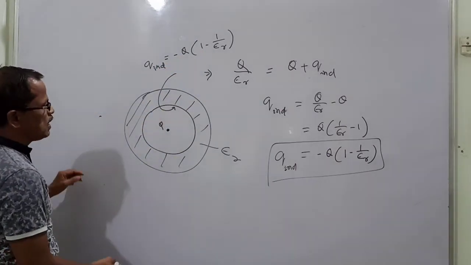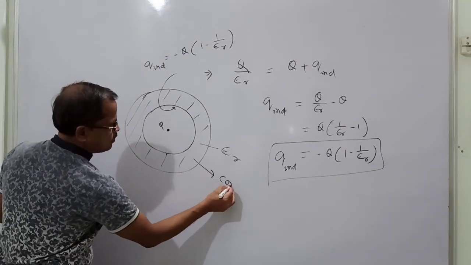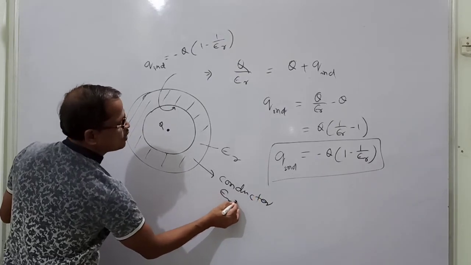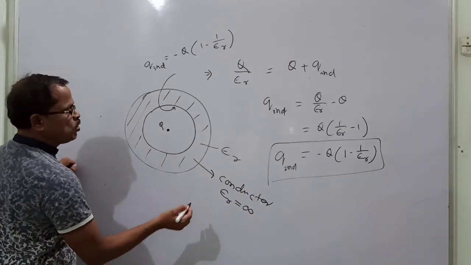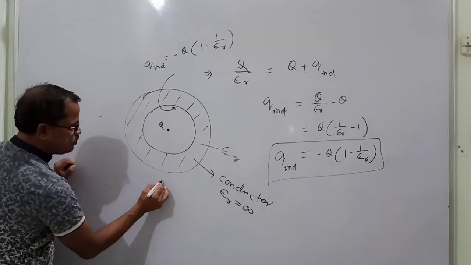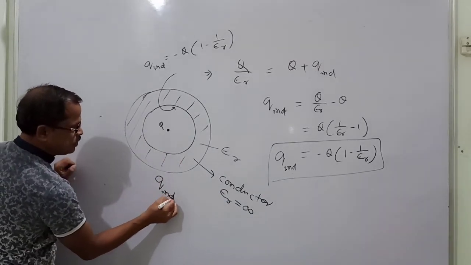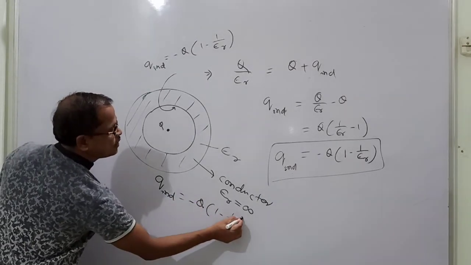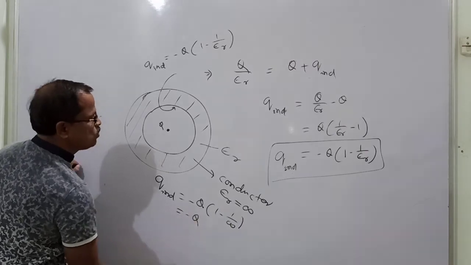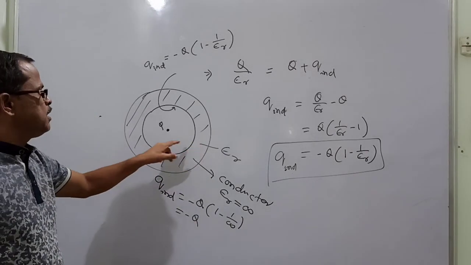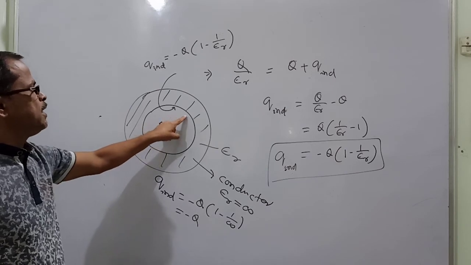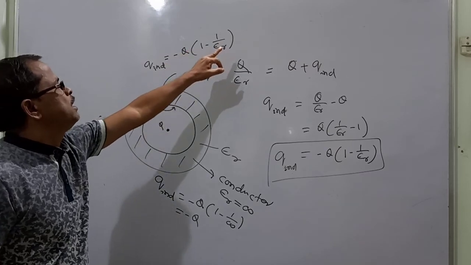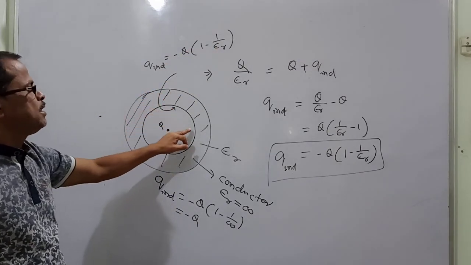Now let us consider if it is a conductor. Then what is epsilon r? Epsilon r is infinite. If it is infinite, what will the induced charge be? Induced charge is equal to minus Q times (1 minus 1 by infinity), which is equal to minus Q. So for a conductor, if the charge is Q, the induced charge is minus Q. If it is a dielectric, the induced charge is minus Q times something less than 1. That means the induced charge is less than in the case of a conductor.